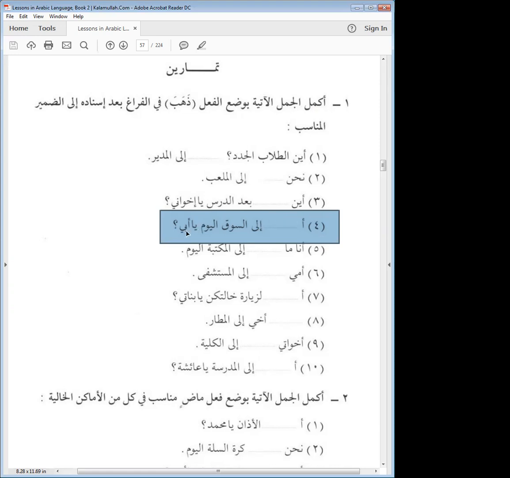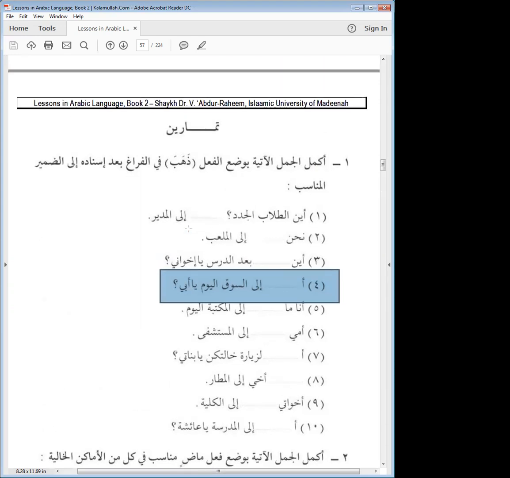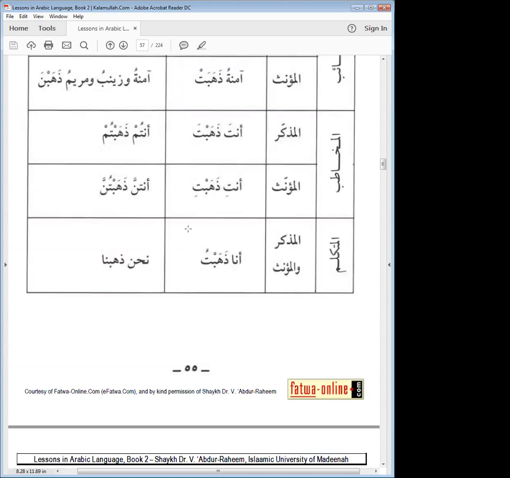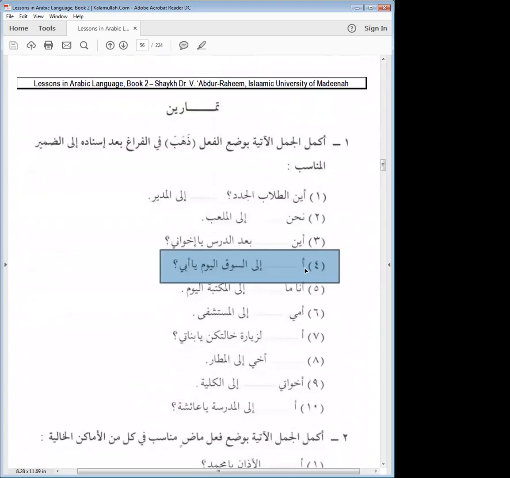Abi means my father. So it's masculine singular. Right? Masculine singular. And we are speaking to him directly. So it would be second person. So we would use the what? Anta dhahabta. So the question would be Adhahabta ila suqi al yawma ya abi. Did you go to the market this morning, oh my father? Okay, so this is the question here.